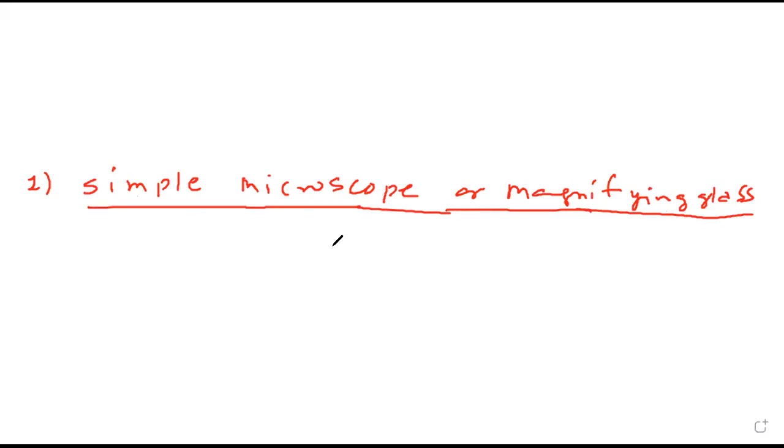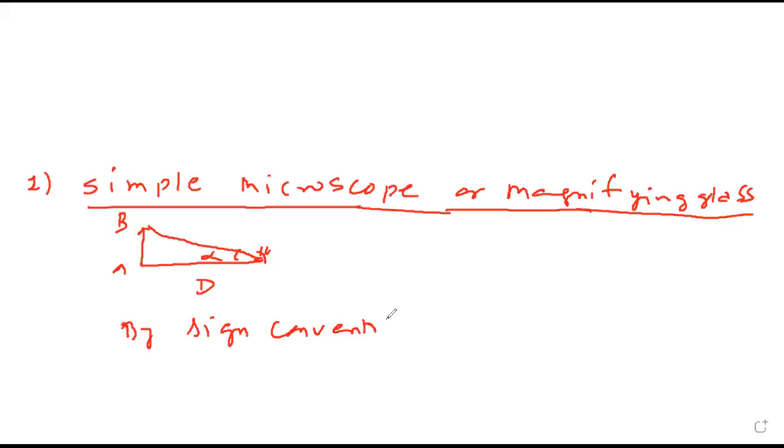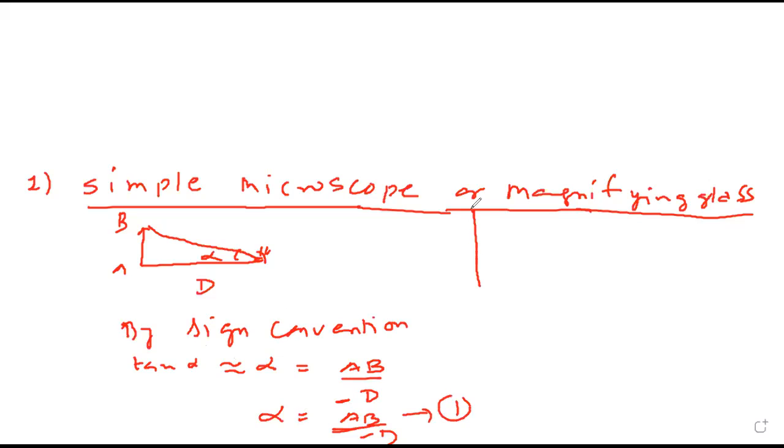See, beta is angle subtended by the image and alpha is angle subtended by the object when placed at distance of distinct vision. So first I am taking this object, suppose AB, placed at distance of distinct vision D, seen directly. So angle subtended at the eye is alpha. So here we can say by sign convention, tan alpha is approximately alpha because angle is very small, is opposite side AB upon adjacent side D, negative because it is on the left hand side. So AB upon minus D by sign convention we are getting alpha.